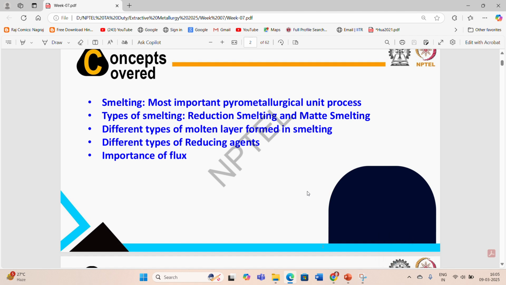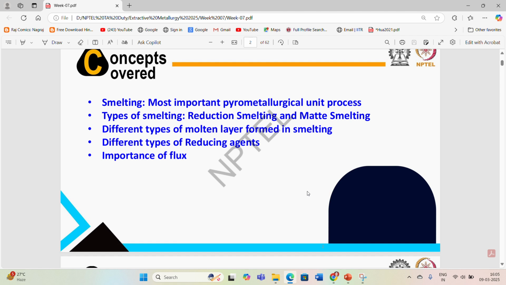So in this week's lectures, we will learn about the smelting processes involved in the pyrometallurgical operations, which is generally used for the production of molten metal, or we can say for the production of the metal from the concentrated ore via the smelting processes. So, as the name suggests, smelting is the combination of the two terms, slag plus melting. And by combining these two terms, we call it the smelting process.